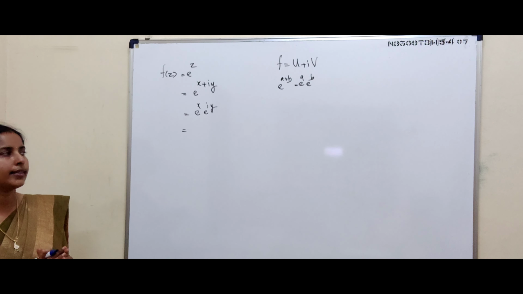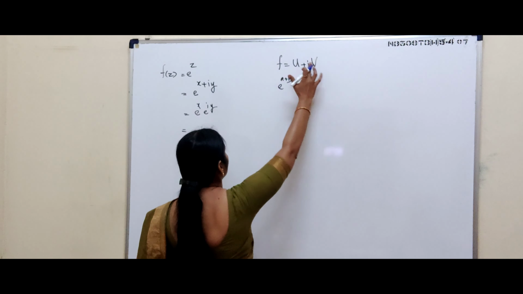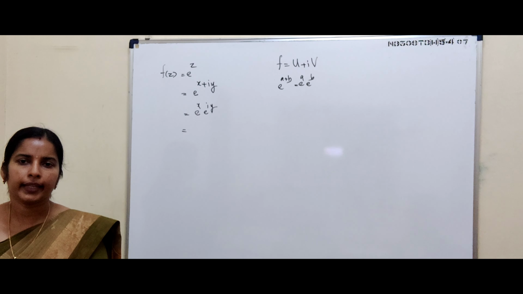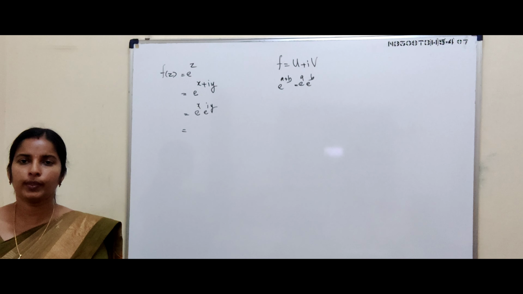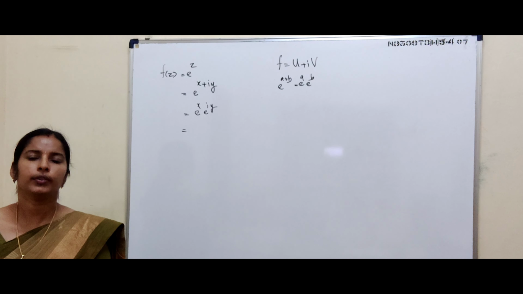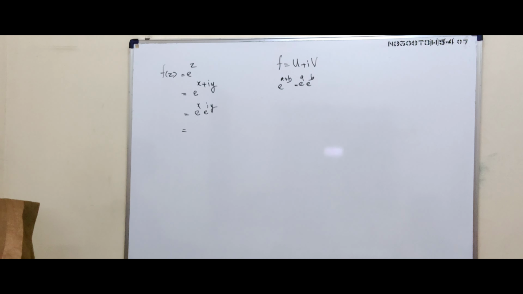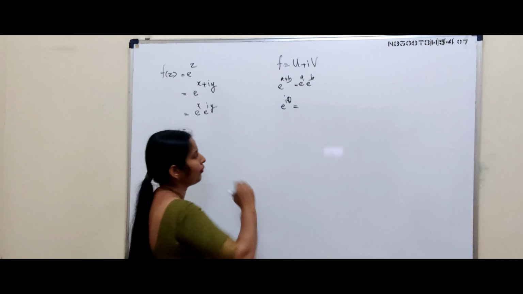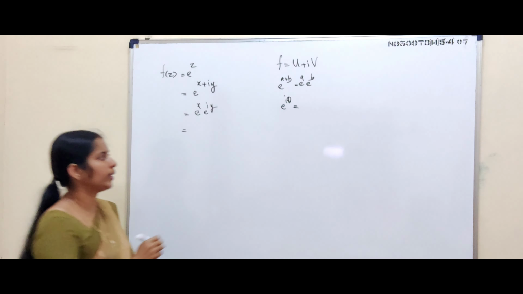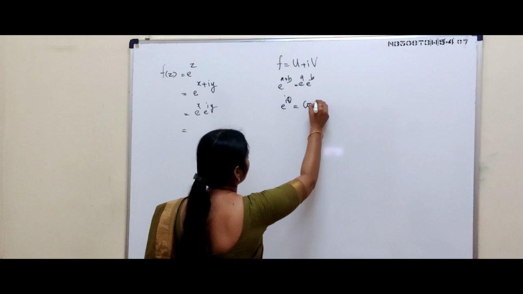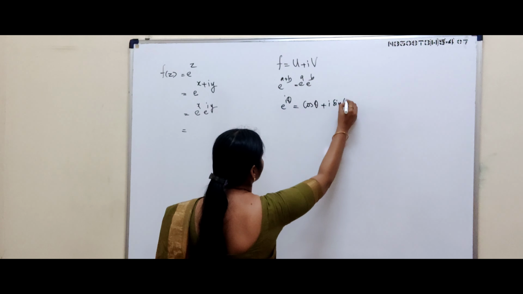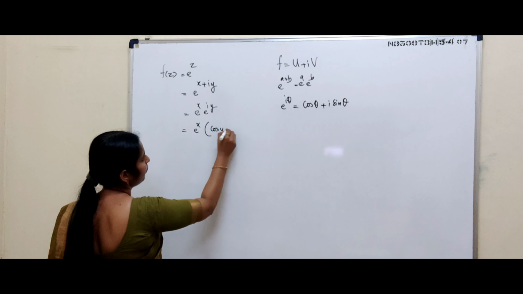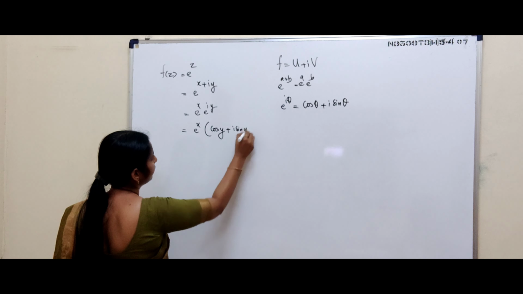We have to write f in the form u plus iv. See, it is not in that form, so we have to change e raised to iy. How can we change it? For that we use the result e raised to i theta. We are all familiar with e raised to i theta. What is e raised to i theta? It is cos theta plus i sin theta. So it is e raised to x into cos y plus i sin y.